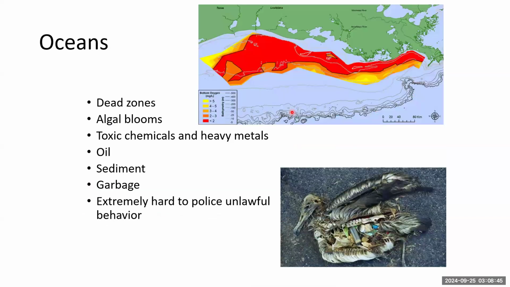In oceans specifically, all of the same issues that we're worried about in freshwater can affect oceans as well. They can accumulate algal blooms, they can accumulate toxic chemicals, oil, sediment, garbage, etc. Microplastics, which is a new lecture topic that we'll be talking about, is a really big concern.